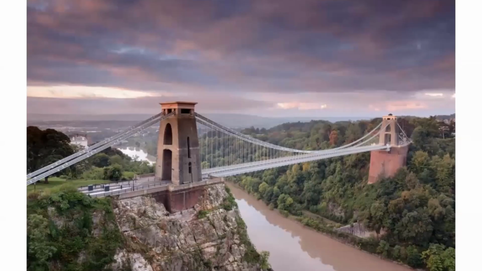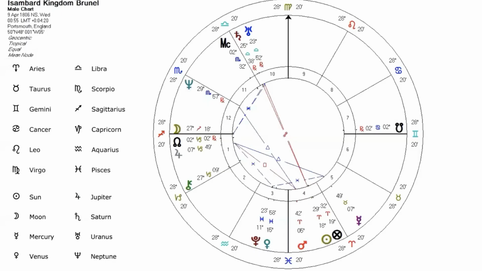Like a true pioneer, it set the stage for these giant structures throughout history. And so this is the first example chart we're going to look at. This is Isambard Kingdom Brunel's chart. He was born in 1806, and we're not going to look much at it, but I just want to point out a few things so you start to get a feel for identifying the key aspects in a chart.